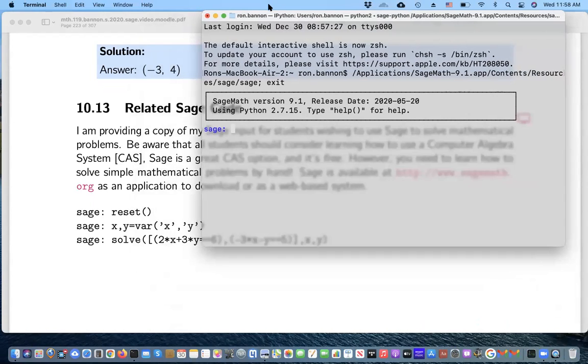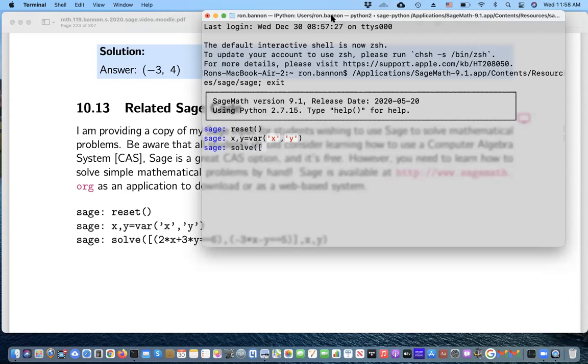All right, so let me type in reset. Again, we've been doing this for some time now. It just clears out the memory. I'm going to define two variables now, x and y: var x and y. And then I'm going to try to solve. And I want to point out what I'm solving, a system of linear equations. And that's going to be a listing.